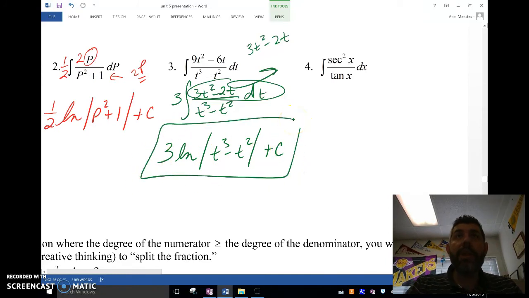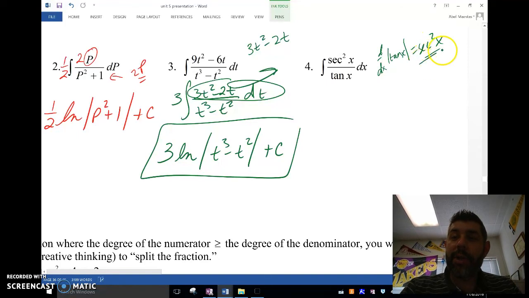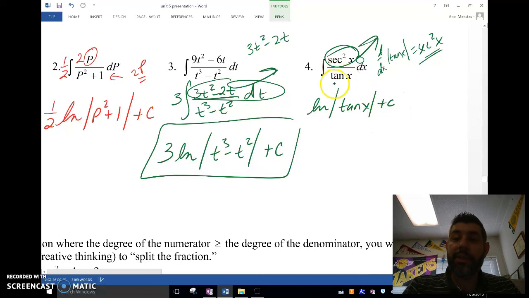Okay, let's take a look at one last one here. Notice here for 4, the derivative of tangent is secant squared. So I already have the derivative up on top. That's my hook already, right? So all I have is the natural log of tan x plus c, because that's what's in the denominator. All right, and that's it.